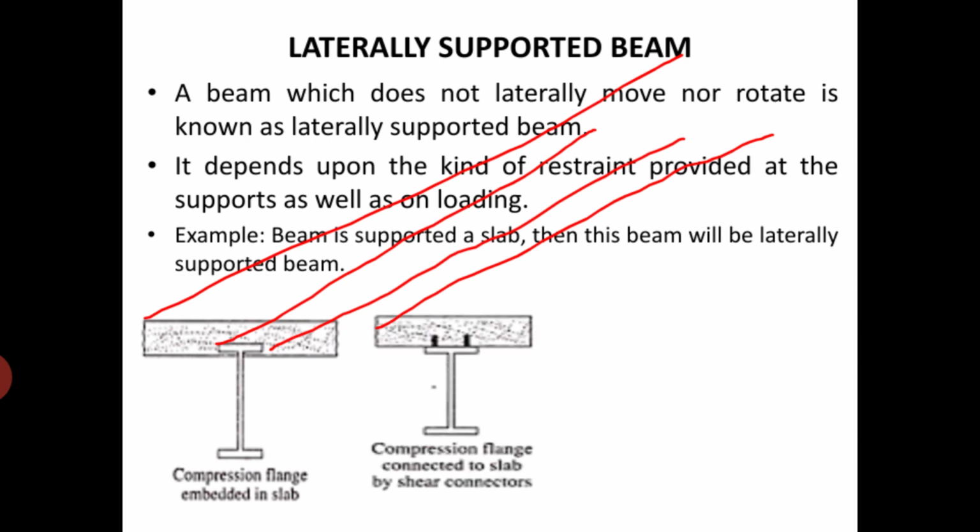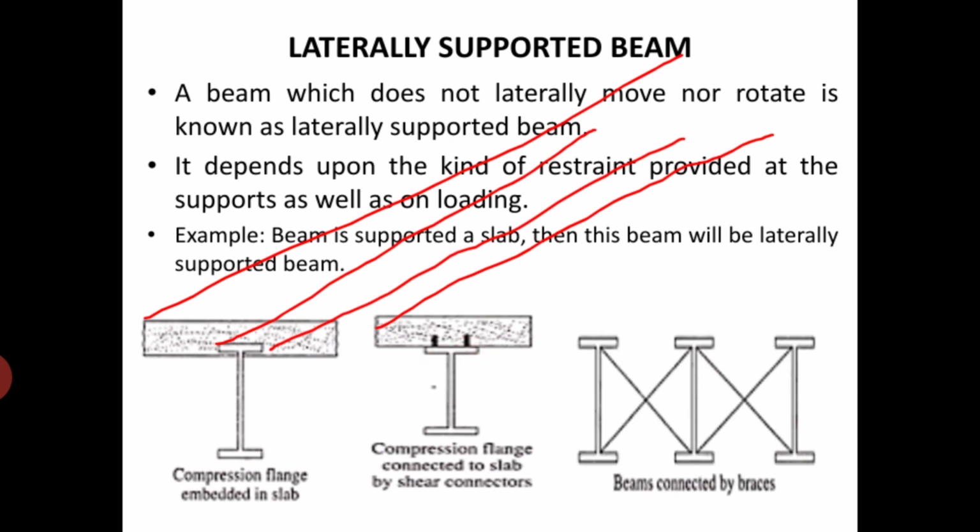Next is compression flange connected to a slab by shear connectors. So here the compression flange of the I section is connected to the shear connectors into the concrete. So this also provides a lateral support for the beam. Hence this beam cannot buckle or rotate. Hence it can be said this beam is laterally supported.